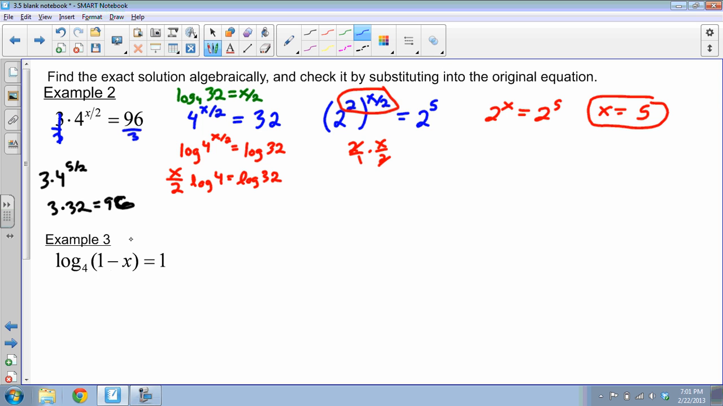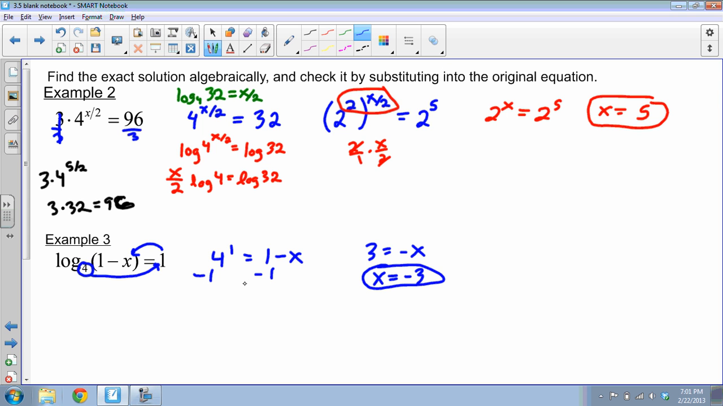Example 3. Now, this time we have a logarithm, and a lot of times when they start off giving us a logarithm, the most helpful thing to do is to switch it to an exponential equation. So we start with this base when we go around, and this is our exponent, and then it equals this. It goes in a circle. And so 4 to the first power is just 4, so let's subtract 1 from each side. Gives me 3 equals negative x, which means x equals negative 3, because I divide each side by a negative. So x equals negative 3.